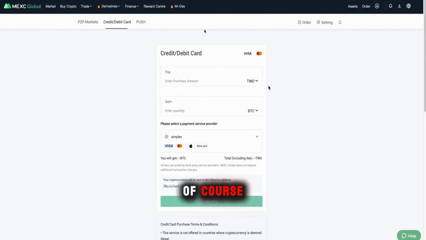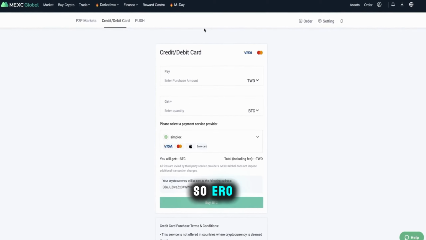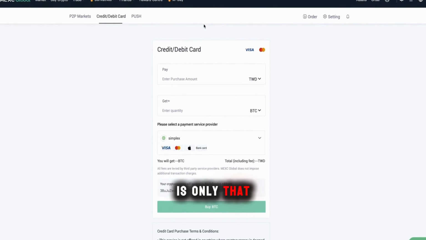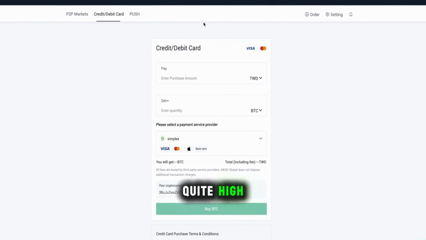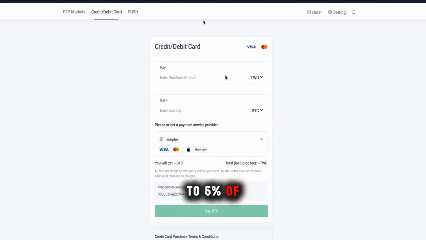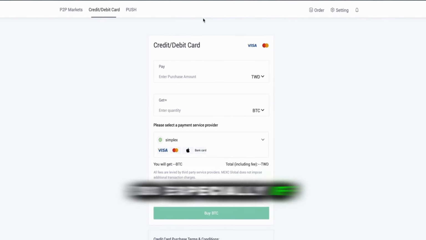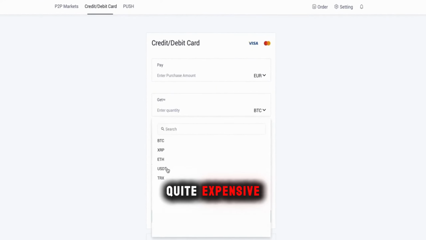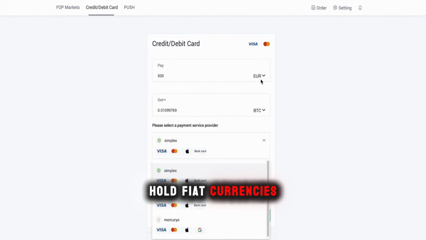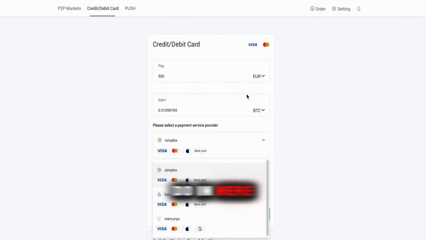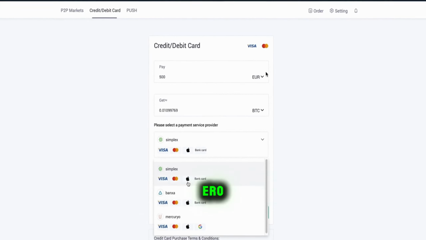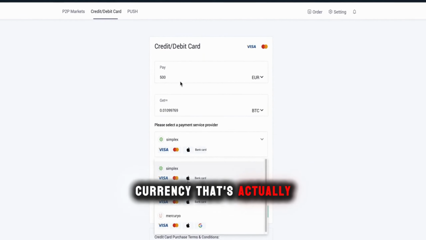The other option is, of course, you can also use fiat money, so euro, US dollar, whatever currency you have in your local country. The thing here is only that the fees are quite high, so 3% up to 5% of fees. You have to expect that. So especially if you are trying to buy larger sums, this can be quite expensive. Also, you cannot really hold fiat currencies on the platform. So what you do in here is basically buy crypto that you will hold on your account directly with euro or with your currency. So that's actually how it works.